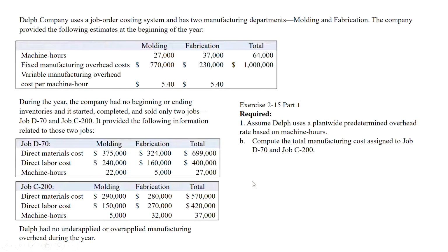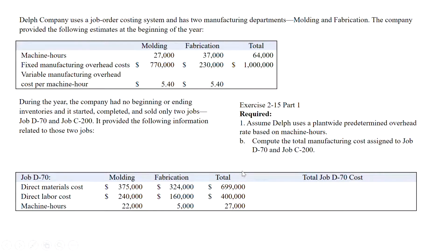So I'm only, for sake of keeping this video as short as possible, going to do this for job D70, similar process for C200. So let's go ahead and lay out the information and again, get us a little bit of a path. Because of the fact that I'm using a plant-wide rate, I don't need to split this out between molding and fabrication.